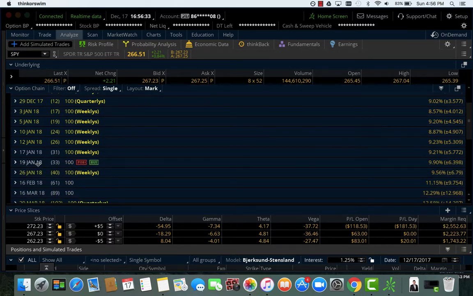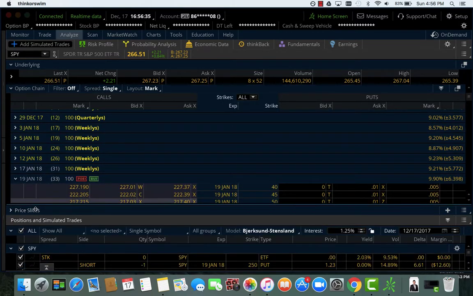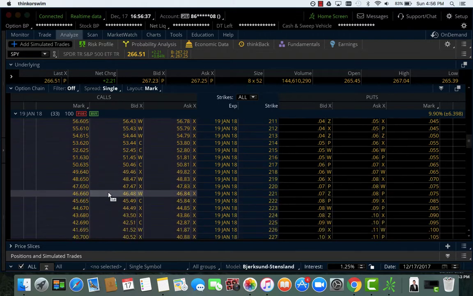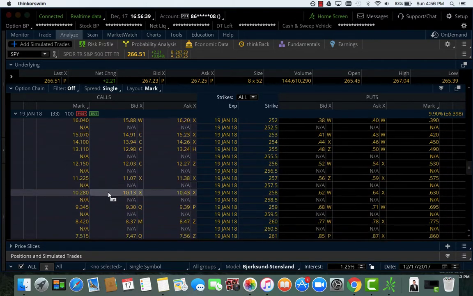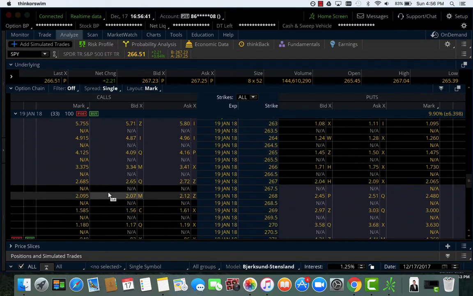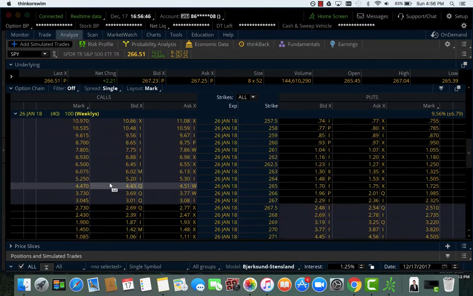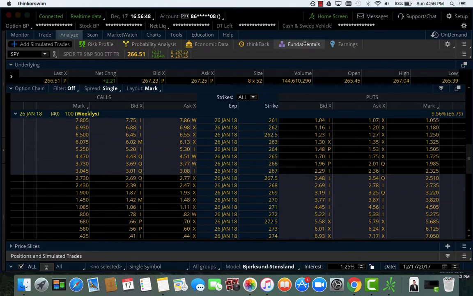At the money is a term used to describe the options contracts that are closest to the current price of the stock. So right now, we're looking at SPY. This is the S&P 500 Index ETF. This is the single stock with the most participation in the world. 144 million shares traded in a day.